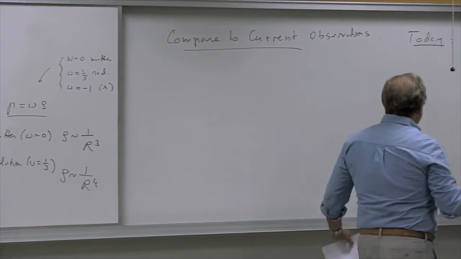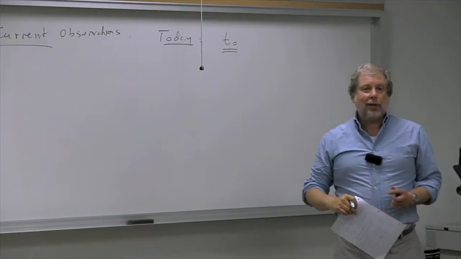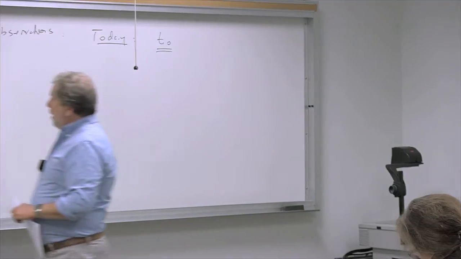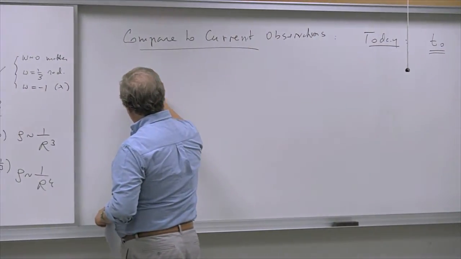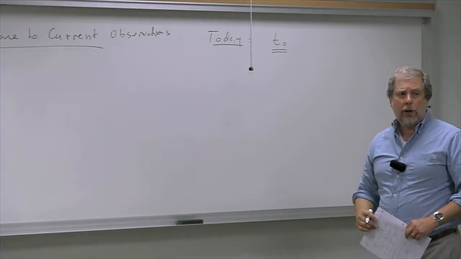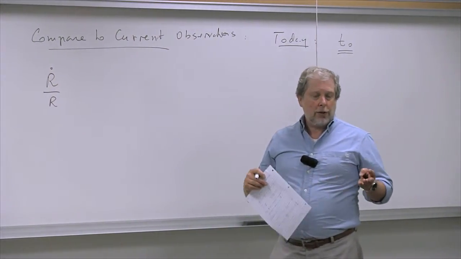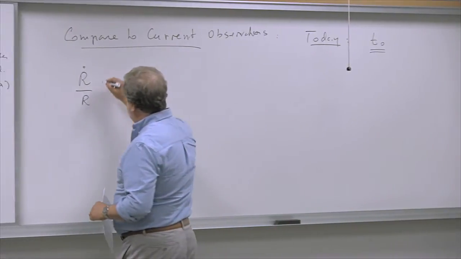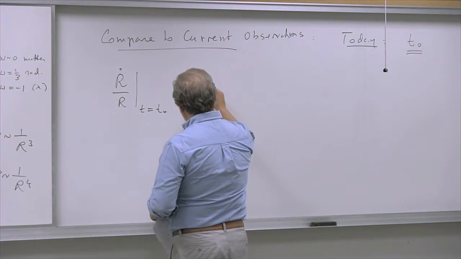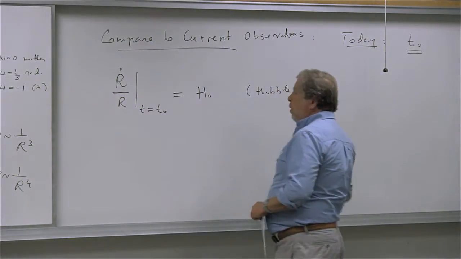And so the time that is associated with today, we're going to call it t0. So anything that has an index 0 somewhere refers to what we observe today. So for example, we can take the scale factor r and the derivative of that and calculate r dot over r. This is something that appears in the field equations in a number of different places. And so that would be the expansion velocity. And so at t equal to t0, which is today, this is what we define as the Hubble constant.